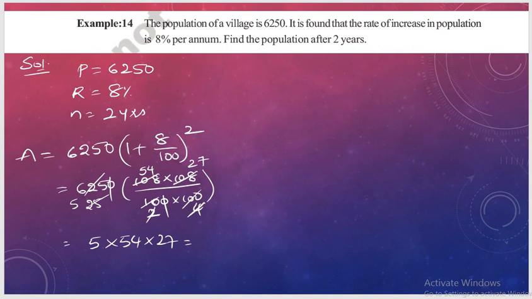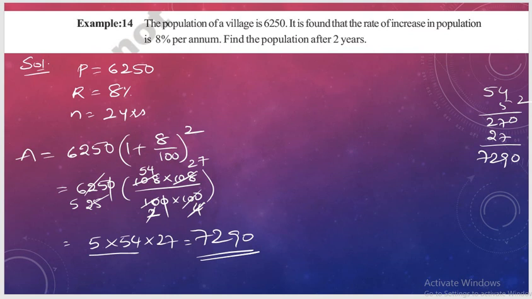If you multiply 54 by 5, what is the double of 54? 54 double is 108, right? So 1080. So let us do this. 54 5s: 5 4s are 20, 5 plus 25, 27, right? So 270 into 27. 27 squared, I know that it is 729, so 7290. So this is nothing but the population of that particular village.